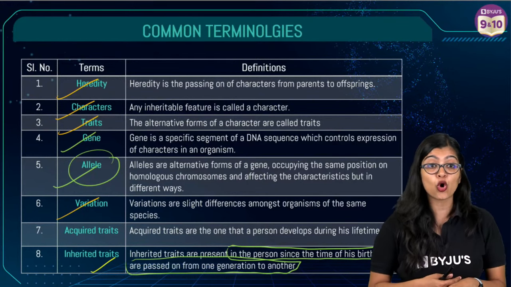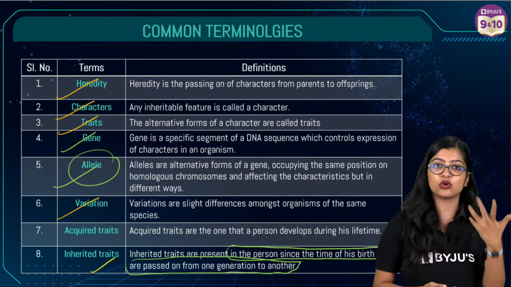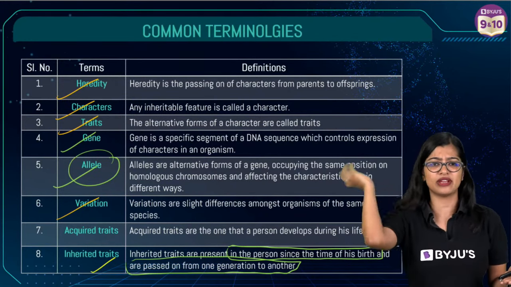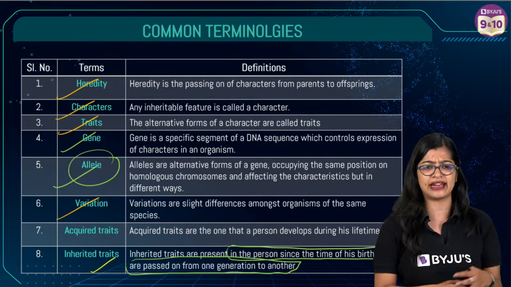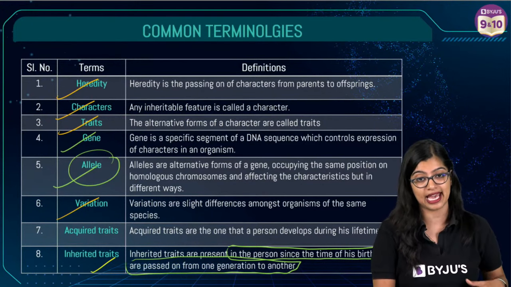Ma'am, what about regrown teeth? See, if your milk teeth fall out and your regrown teeth are there, those are normal traits. That happens to everybody, right? So that could be an inherited one. Swimming is an acquired trait. Yes. Nose piercings. Yes. Very good.